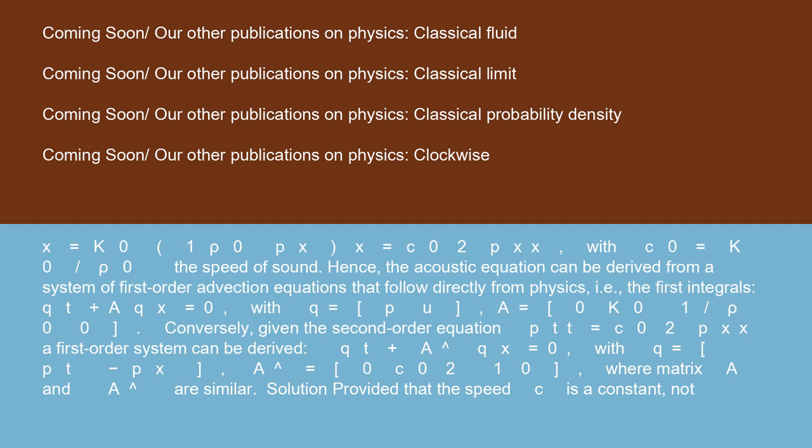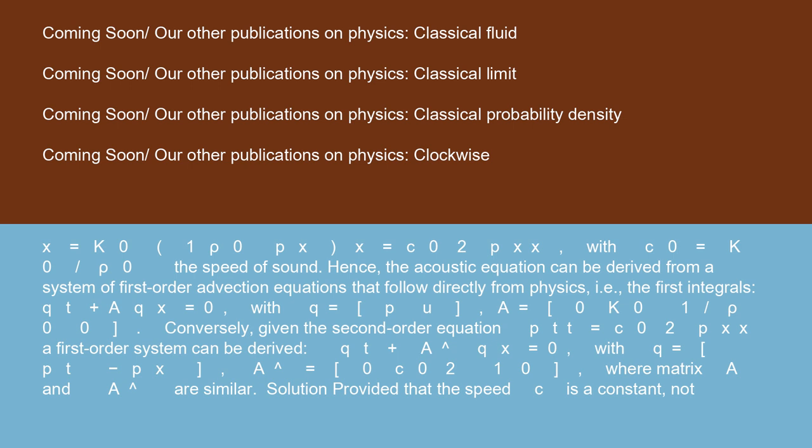Hence, the acoustic equation can be derived from a system of first-order advection equations that follow directly from physics, i.e., the first integrals: q_t + A q_x = 0, with q = (p, u), A = [[0, K0],[1/rho0, 0]]. Conversely, given the second-order equation p_tt = c0^2 p_xx, a first-order system can be derived.